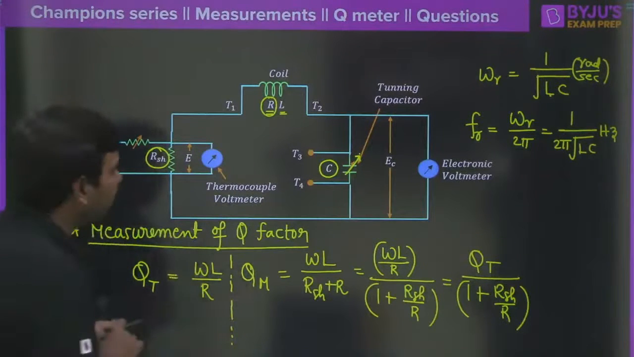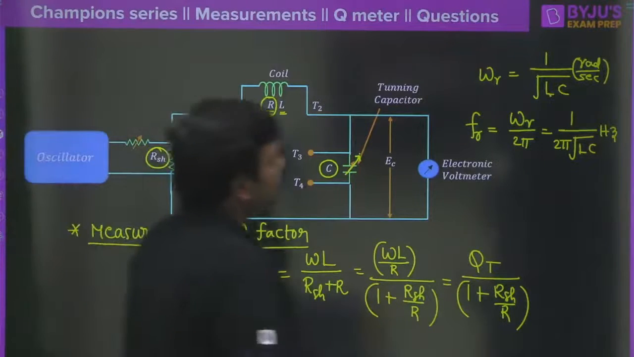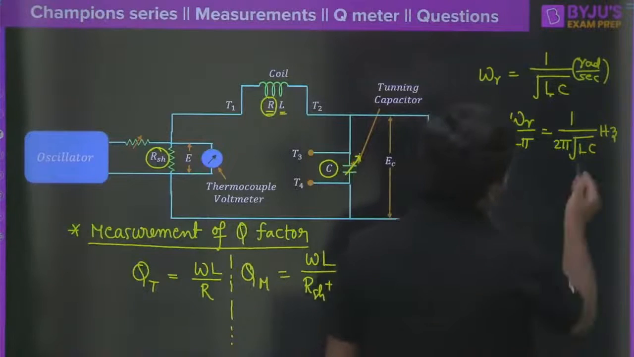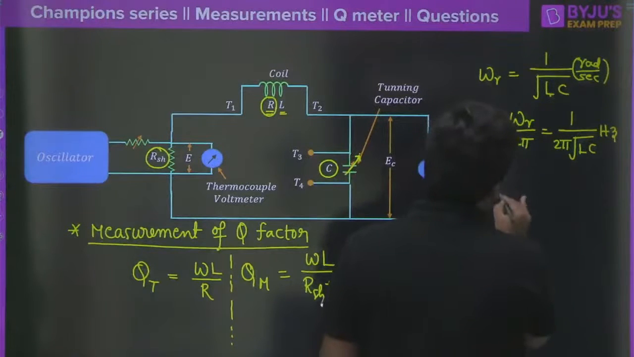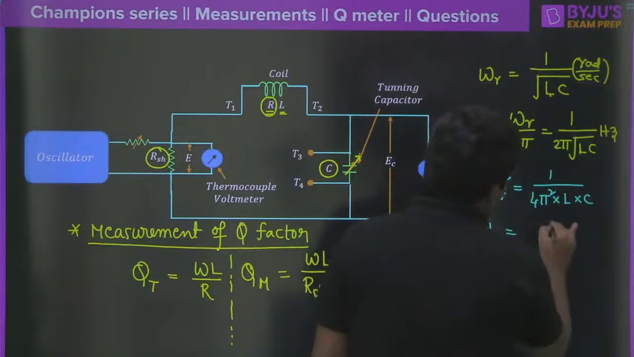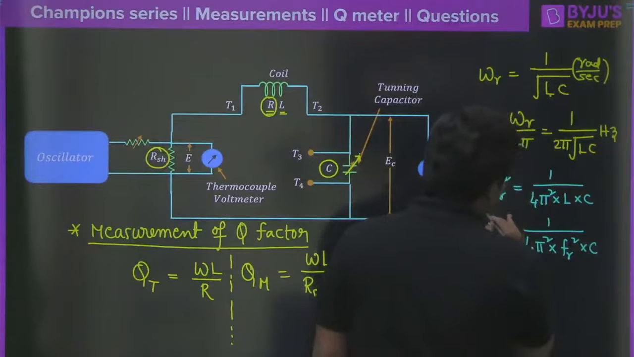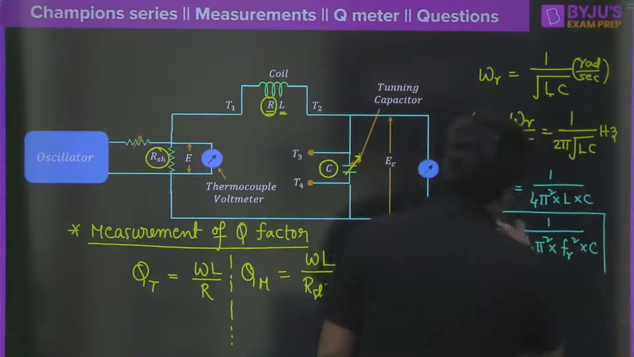Clear? Now let us look at the other side of the same coin. How do we estimate the value of inductance here? Can you tell me how do we get the inductance here? Simple. Let us square this value: 1 by 4 pi square into L into C. Then L can be written as 1 divided by 4 into pi square into FR square into C. Clear? So this is the value of inductance.